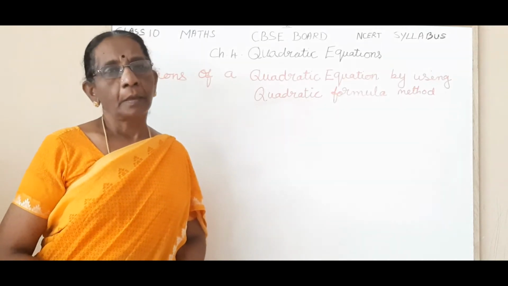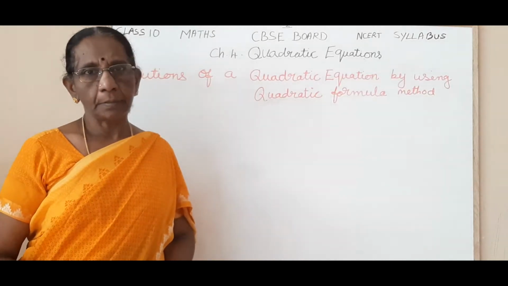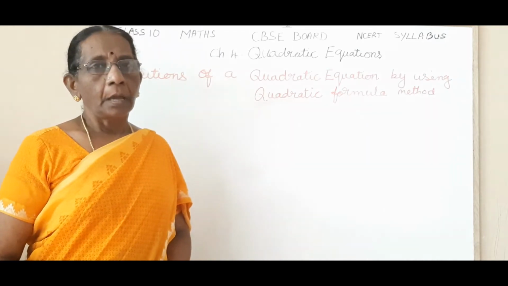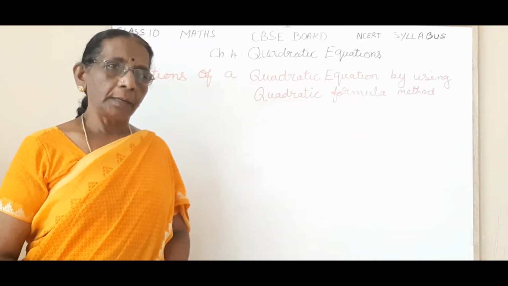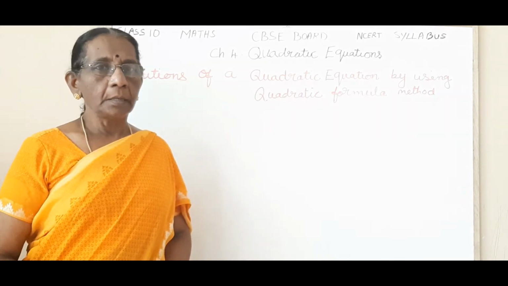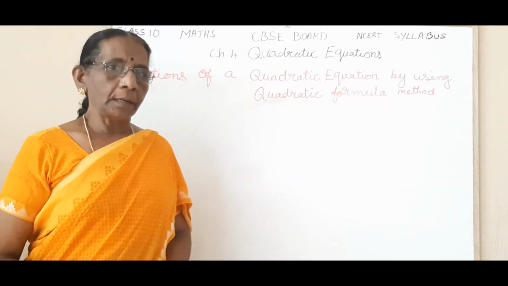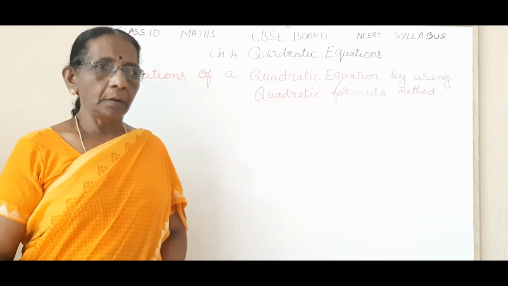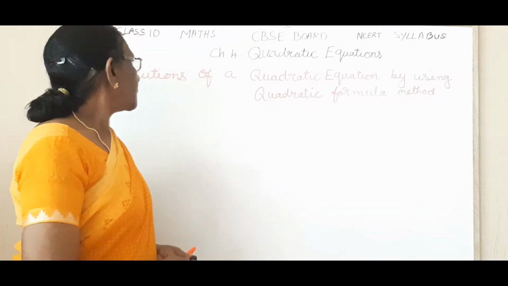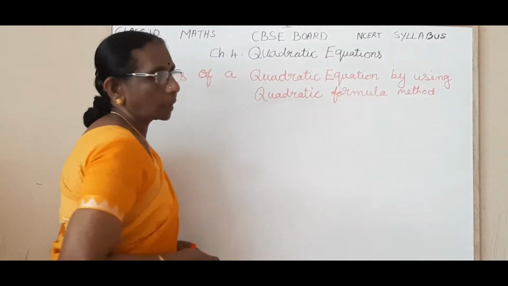How are you? Today we are going to continue chapter 4, quadratic equations. Already you have learnt what is a standard form of a quadratic equation and solutions of a quadratic equation by using the factorization method. And in this session, we are going to derive the quadratic formula. After learning that formula, we will move to the sums. Okay. So, solutions of a quadratic equation by using the quadratic formula method.